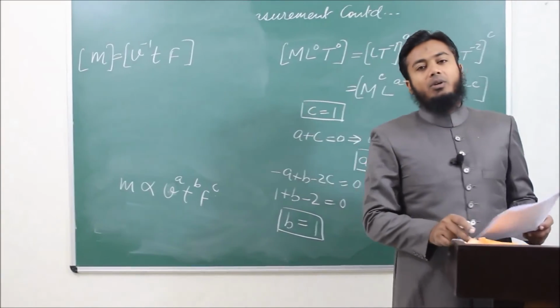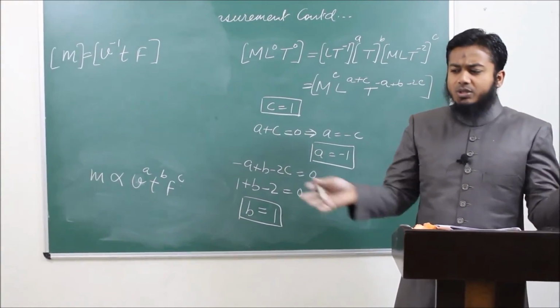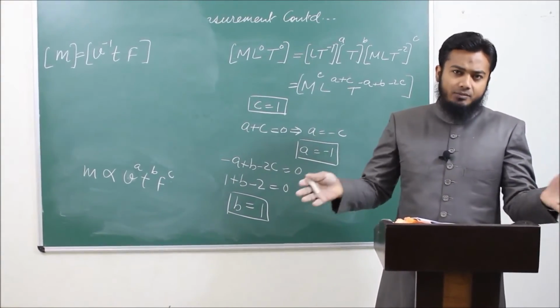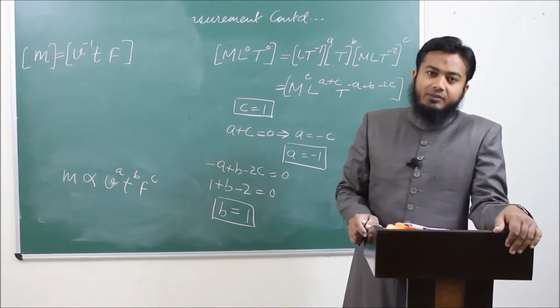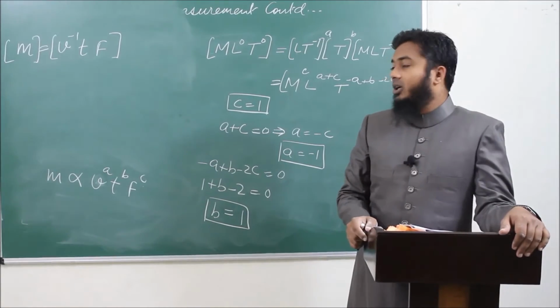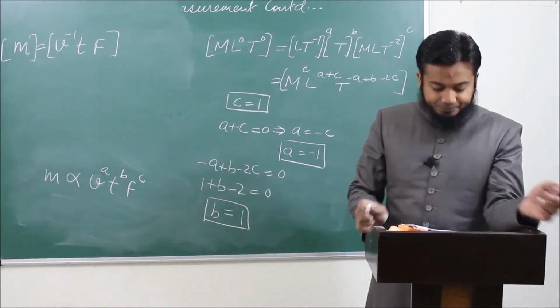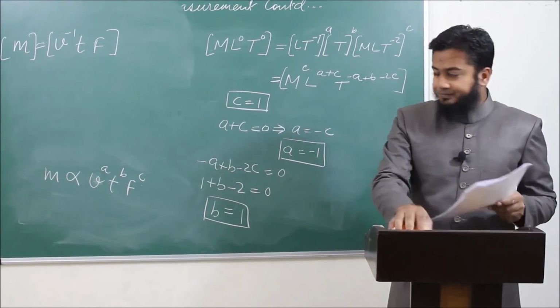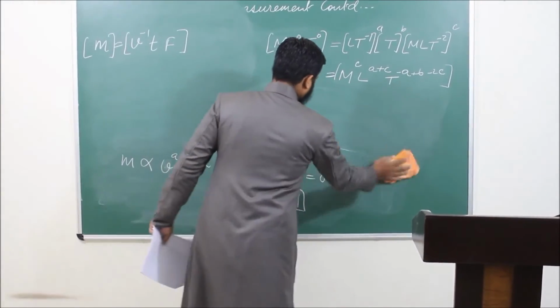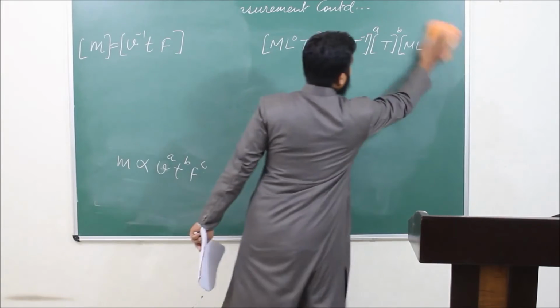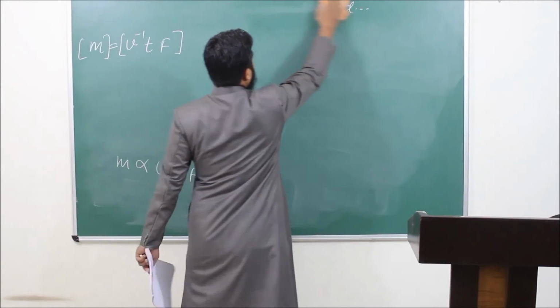So this is how we can choose any 1 unit or 2 units or 3 units as base units, and then we can calculate the dimensional formula for any physical quantity. Next, let's take one more example, and this example will have some interesting interpretation.